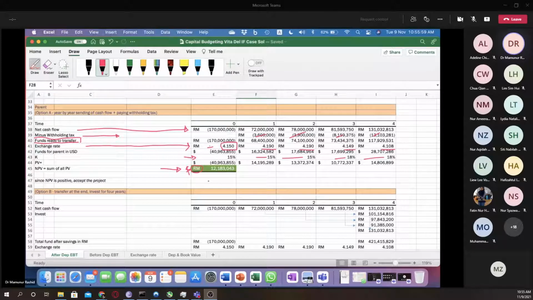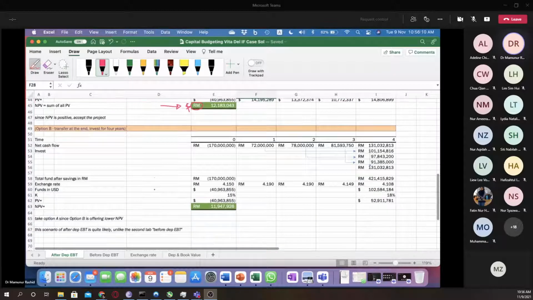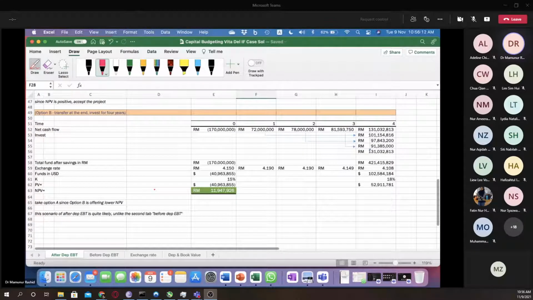The Malaysian government has given us an option that we can invest in Malaysian market for next 4 years and transfer everything. At the end of 4 years, we don't have to pay any withholding tax. We will now see whether that option is beneficial for the company. So we start with our cash flow, 170 million, 72, 78, 80, 81, and 131.